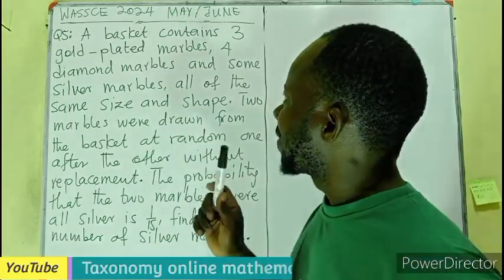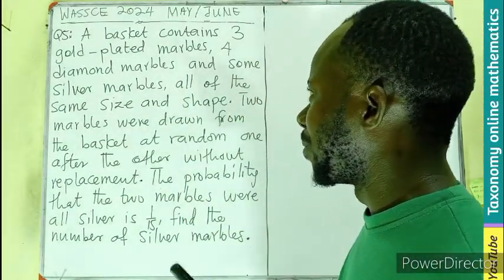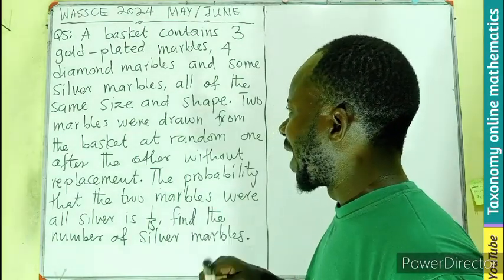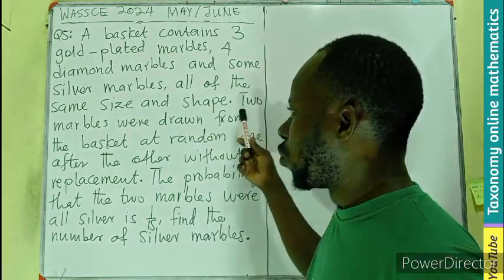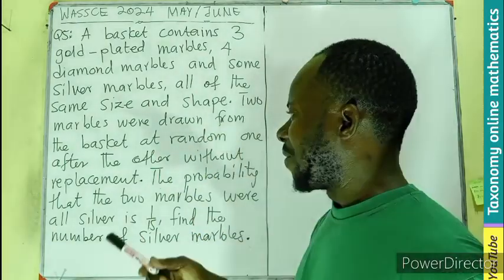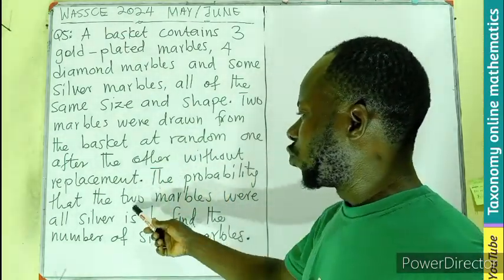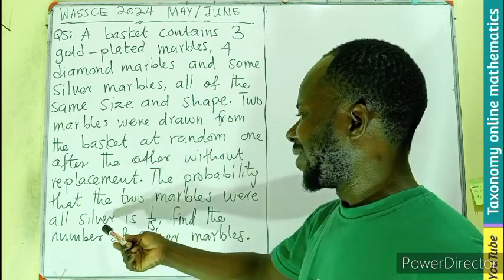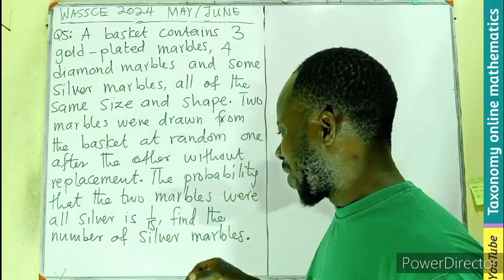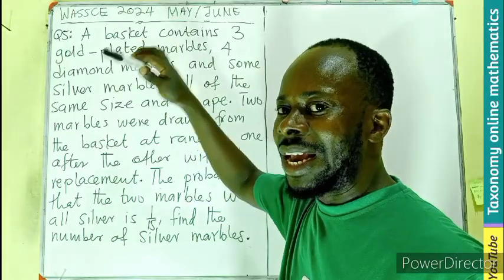Question number 5, the compulsory part of the WASSCE 2024 May-June edition. A basket contains 3 gold-plated marbles, 4 diamond marbles, and some silver marbles, all of the same size and shape. Two marbles were drawn from the basket at random, one after the other, without replacement. The probability that both marbles are silver is 1 out of 15. We have to find the number of marbles. It says some marbles, so we don't know the total number of marbles in there.